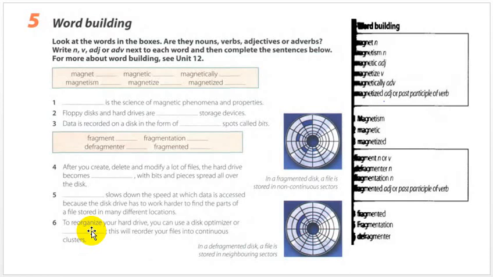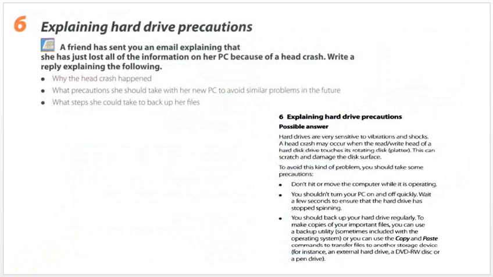Then reorganize your hard drive. You can use a disk optimizer or defragmenter. This will record your files into continuous clusters. Okay, and task number 6, explaining hard drive precautions.